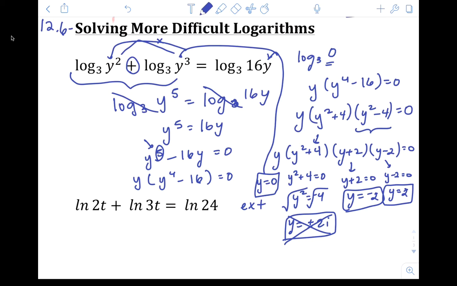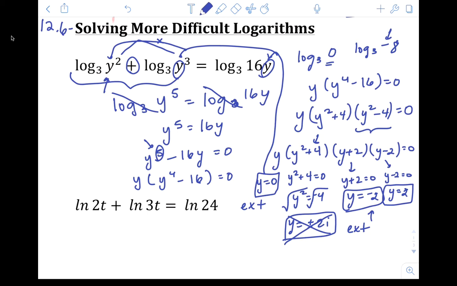Now, let's check negative 2. When I plug in negative 2 right here for y squared, it makes positive 4. So far, we don't have an issue. But as soon as I plug it in here, and of course also here, but it only takes one of them to be a problem, that becomes negative 2 to the third. That is taking the log base 3 of negative 8. Can you take the log of a negative number? You cannot. So that one is also extraneous.